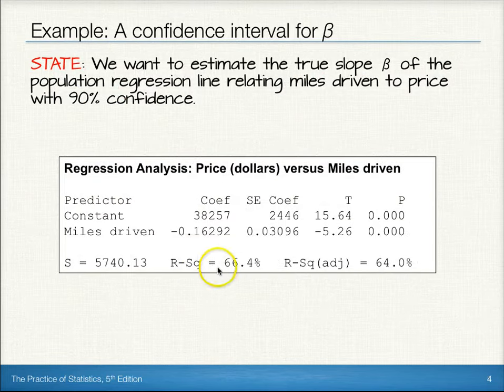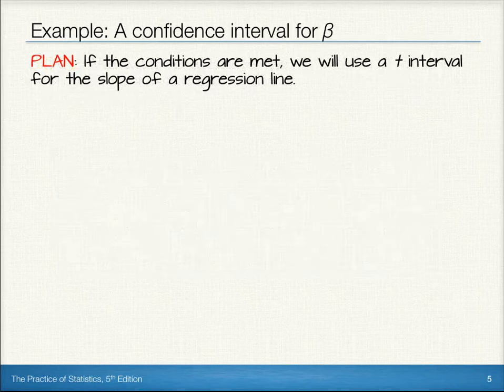So before we do that, we'll note that the estimated slope in this case is negative 0.16292, and the standard error of our slope is 0.03. Now we're going to use those two to calculate the confidence interval again after we check if the conditions are met. Now we'll use our LINER acronym to help us remember which ones to check.